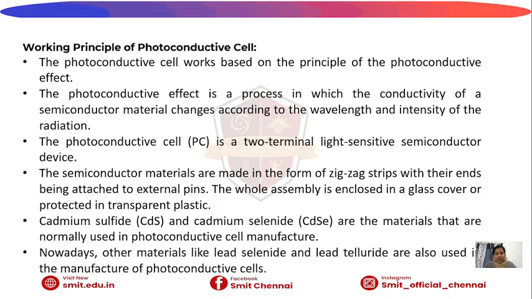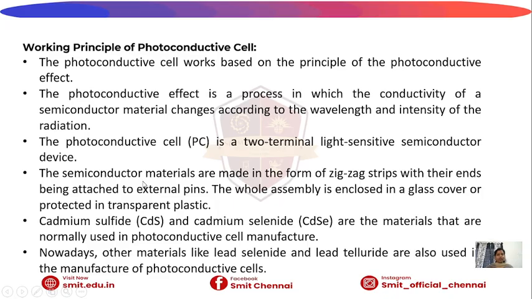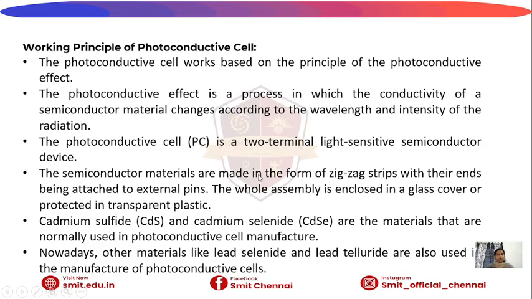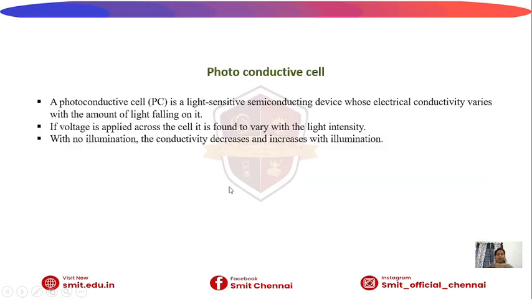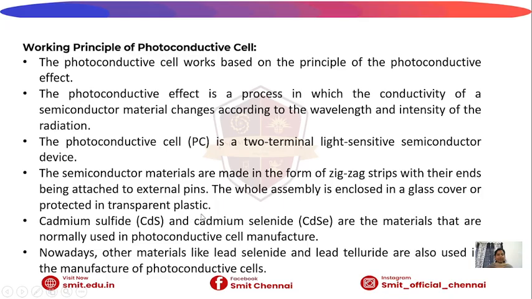The photoconductive cell is a two-terminal light sensitive semiconductor device. Here is one terminal, and here is the other terminal. The semiconductor material is made in the form of zigzag strips. The whole assembly is enclosed in a glass cover or protected by a transparent plastic.